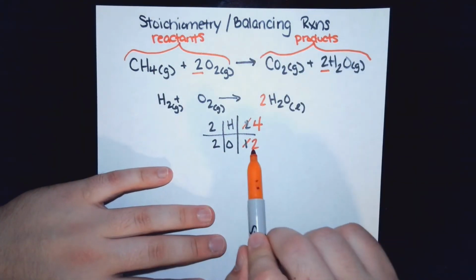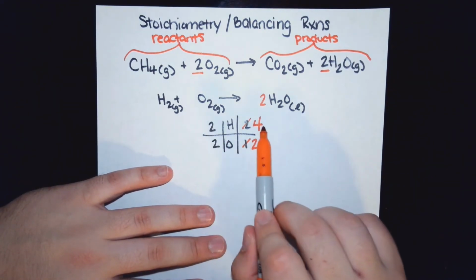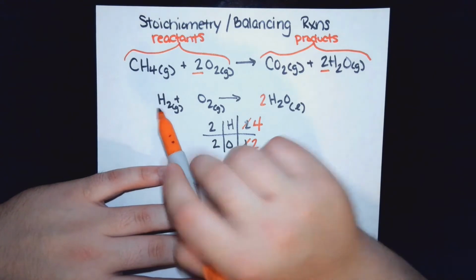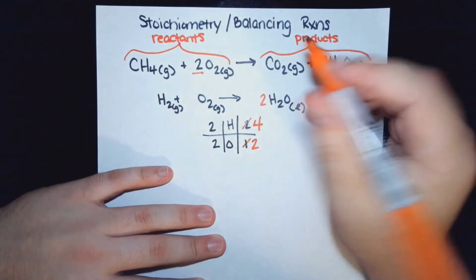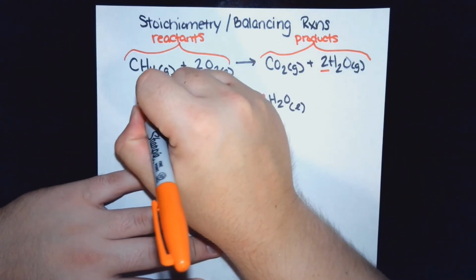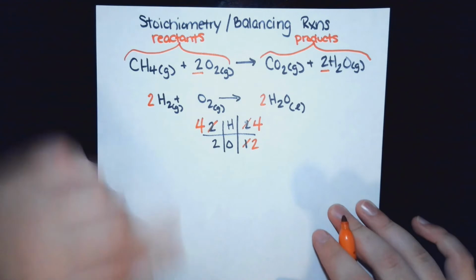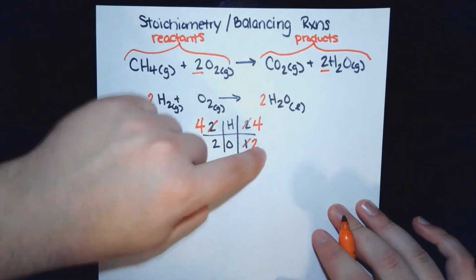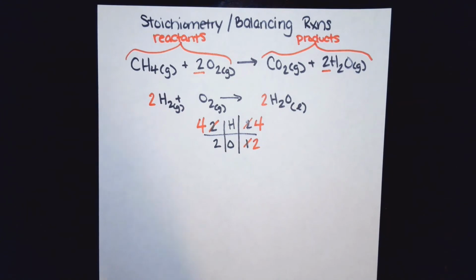So now oxygen is good across, right? Now we have 2 hydrogens on the reactant side and 4 on the product side. So now we need to change this. So how are we going to make this have a total of 4 hydrogens? Well, if it's H2, we need 2 of those. So 2 times 2, we now have 4. 4 and 4, 2 and 2. The numbers are equal across. Every atom type has the same amount on both sides. This is now a balanced reaction.